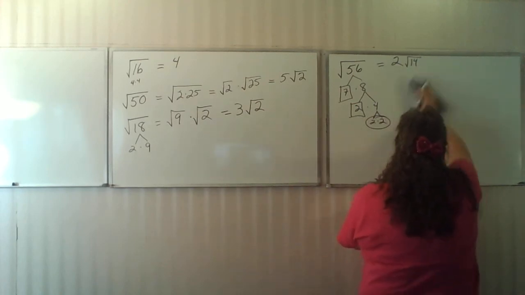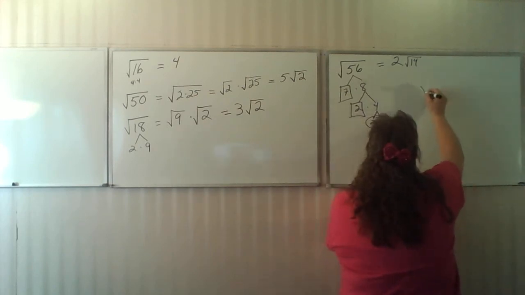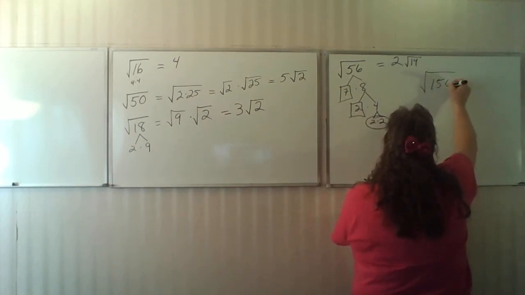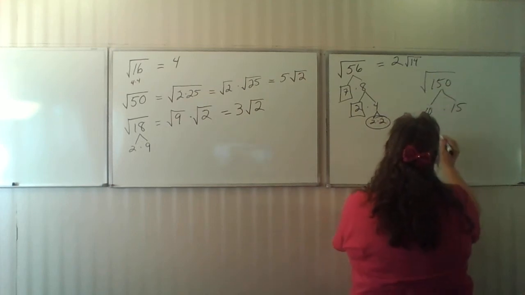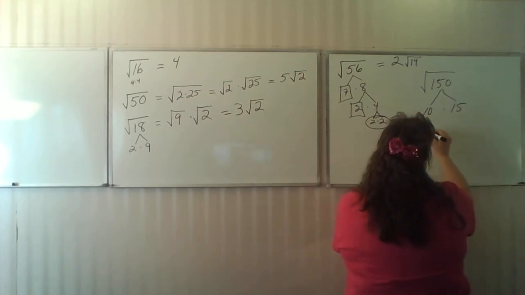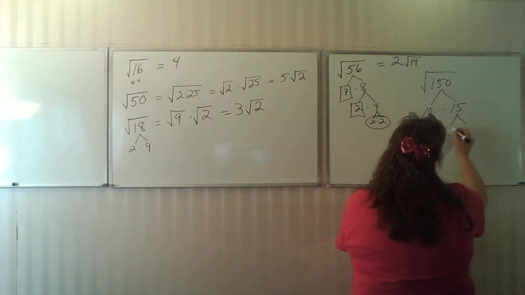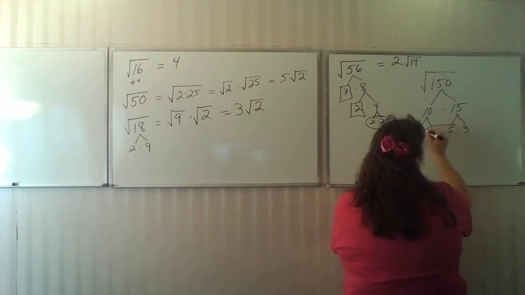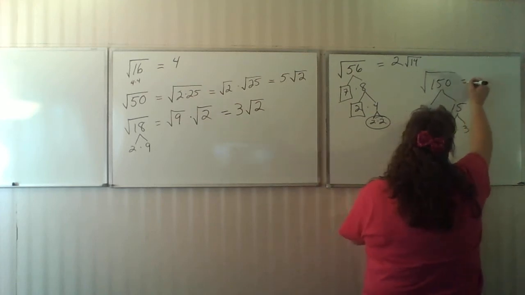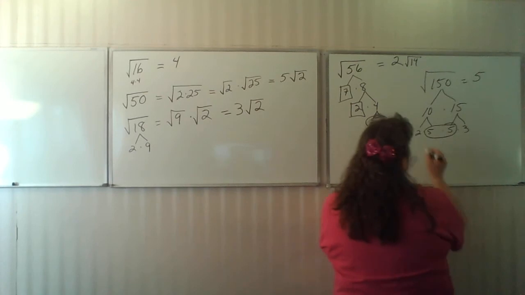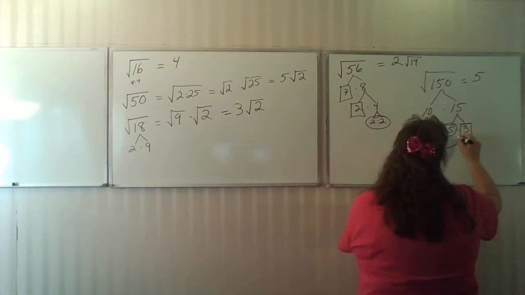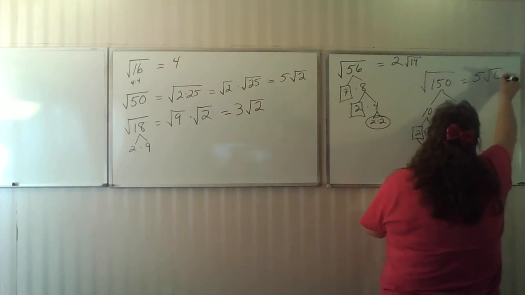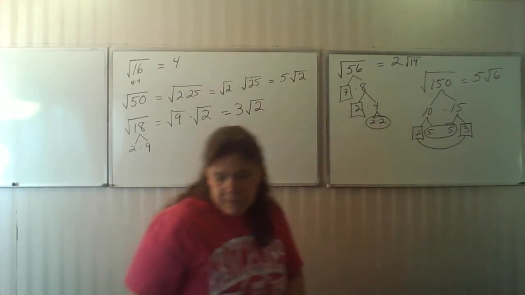Let's try another one. How about square root of 150? This is 10 times 15. This is 2 times 5. And 15 is 3 times 5. Notice I have 2 of a kind here. So that's going to bring my 5 outside the house, leaving me a 2 times a 3, which is going to give me my square root of 6 inside my house.